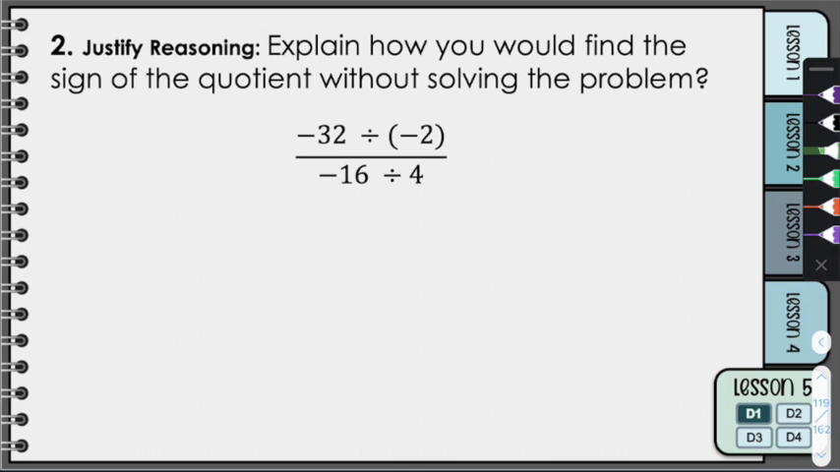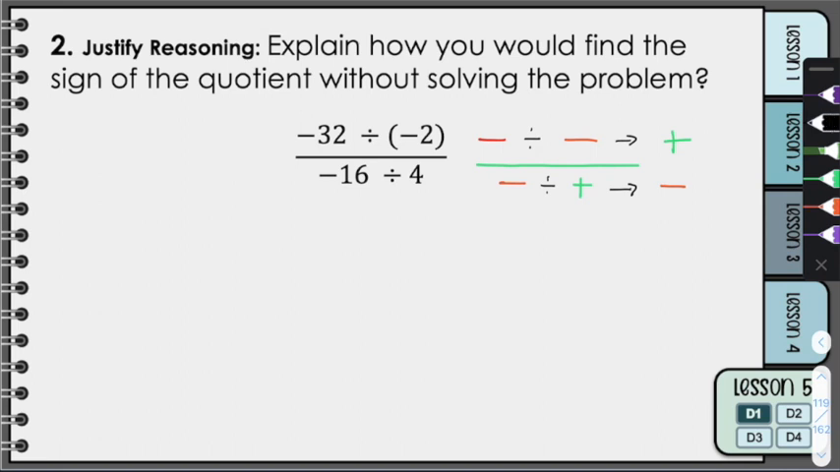So if we have a negative value, we're dividing that by another negative value, and that is going to give us a positive value. So negative divided by a negative is a positive. And then in our denominator, we have a negative that's being divided by a positive. So that's going to result in a negative answer.